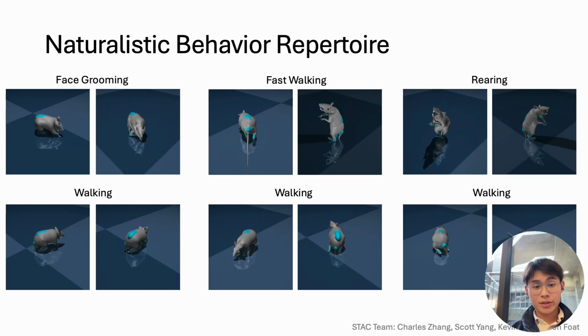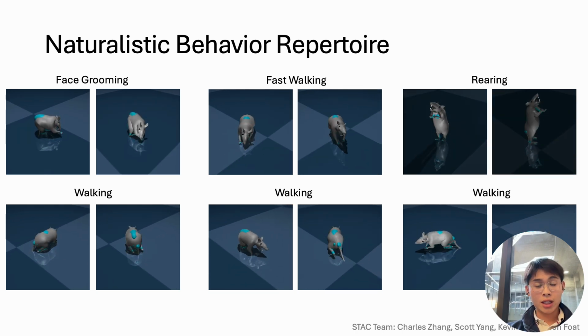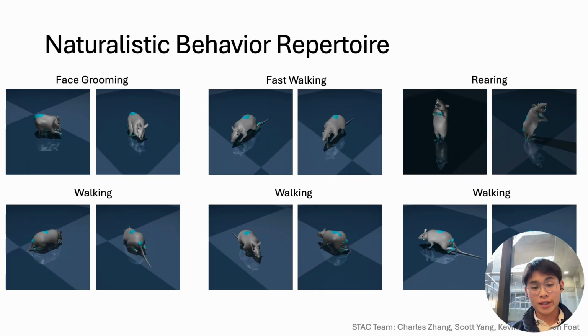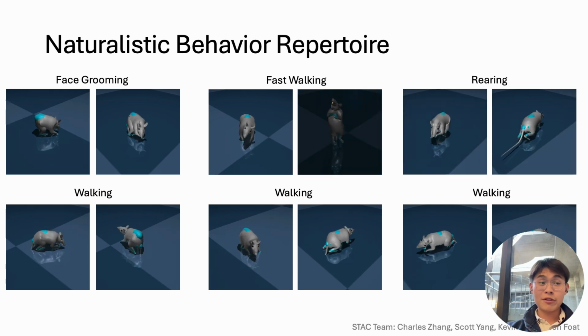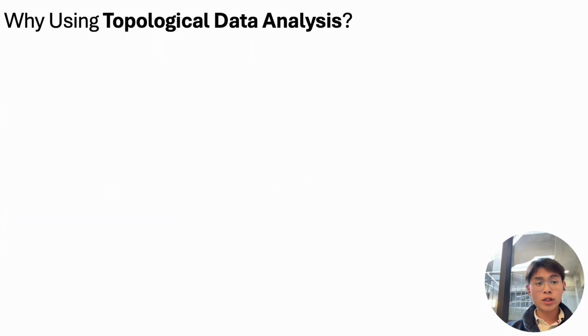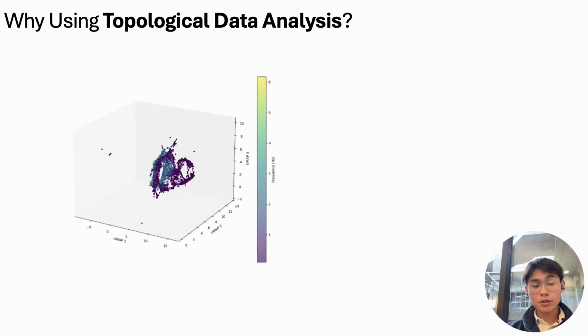From all these recordings, we have a very diverse set of behaviors. We have fast walking, a lot of rearing, all kinds of behaviors. So the natural question is, can we do behavior segmentation? And even more, can we segment behaviors from the intentions that we were looking at? This brings us to why use topological data analysis at all. Why can't we just use dimensionality reduction?